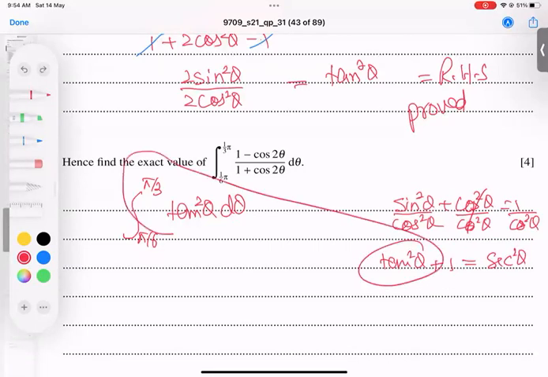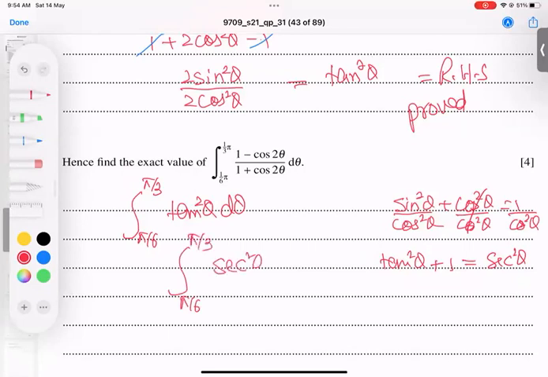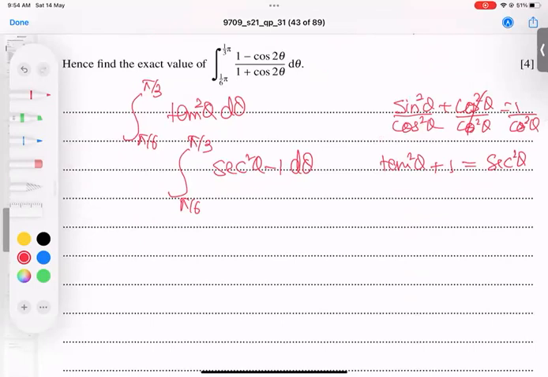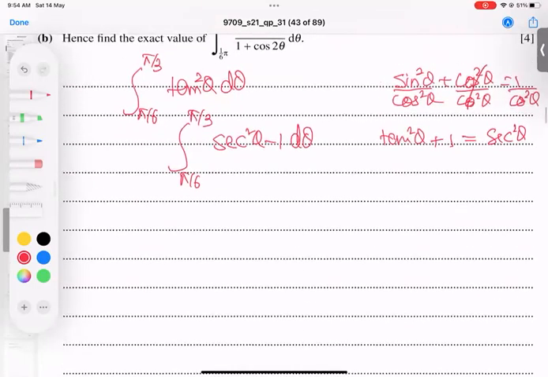But I need to make tan square the subject. So 1 goes there, and I can write it here: integral of secant square theta minus 1 d theta. And let's find out the exact value he's asking for. Integration of secant square, we have it. What is the integration of secant square? It is tan. And the integration of 1 is theta.